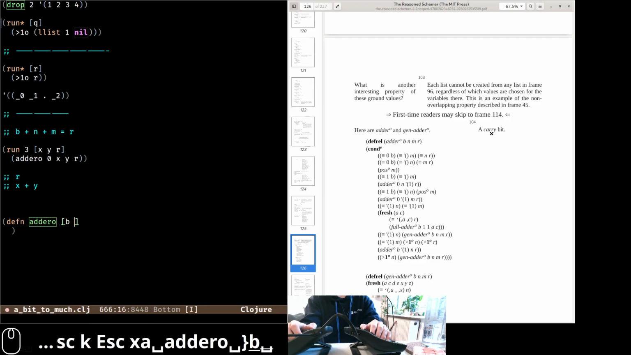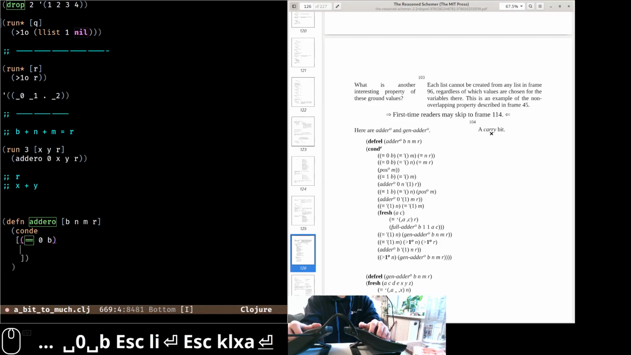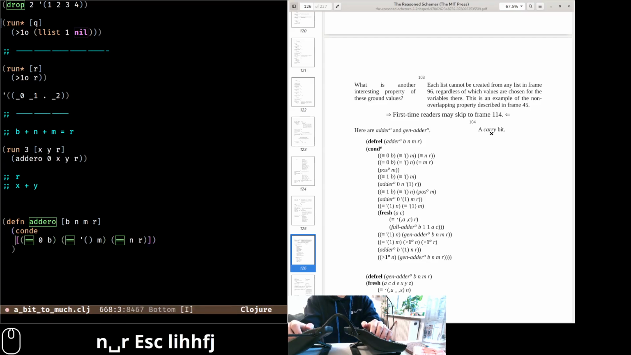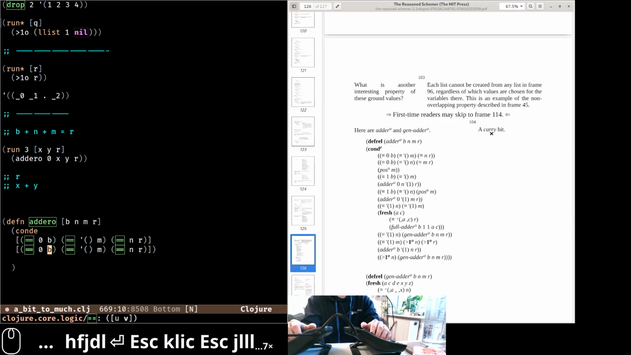Okay, I'm going to type it in basically. b n m r, condi. So if b is 0 and m is empty, I was quickly considering using this MTO instead, but it's equivalent, so I take the version that they have as well. When b is 0 and m is nothing, then r is n, because these two things were both zeros. So r is n. This is the first case. The same way you can do exactly the other way around.